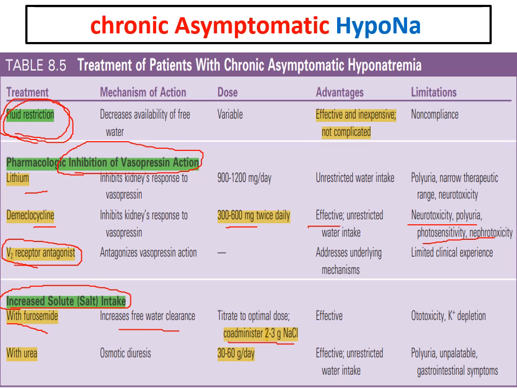And we can use urea. Urea will cause osmotic diuresis and increased water loss in a dose of 30 to 60 grams per day. And with this water loss, it will correct hyponatremia, but giving urea to patients is usually unpalatable, and they will complain of GIT symptoms.